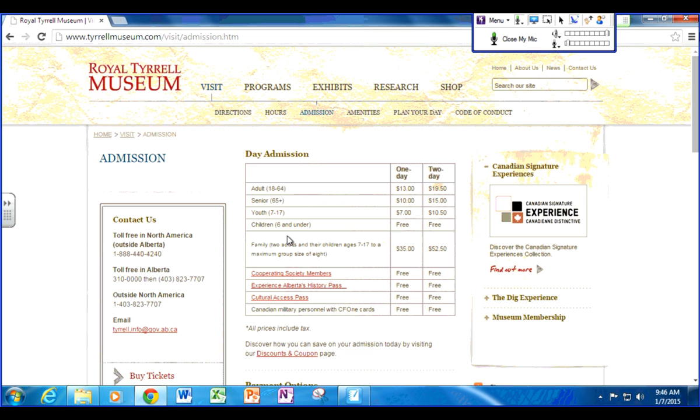All right. So here's the day admissions. Adult, 13. All right, you want 2 days, 1 day. Senior, okay. Youth, so 7 to 17. And then children, 6 and under, free. So, oops, sorry. So there you go, right? And a family, so there you go. Maybe that's the plan you're going to get, right? Family, 2 adults and their children aged 7 to 17 to a maximum group size of 8, $35. So it sort of seems like it might be $35 if you're going with your family. Okay? So that's pretty good, right?